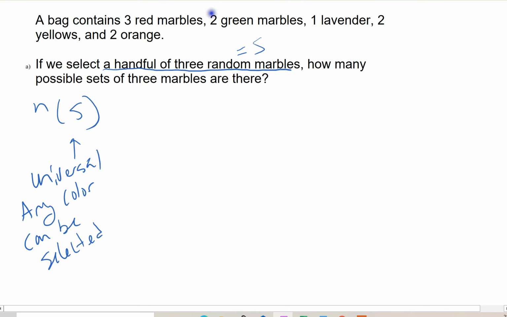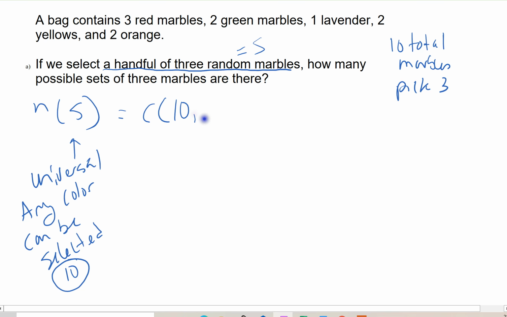I need to count them up. I've got 3, 2, 5, another 5. So 10. All 10 could be selected. So I've got 10 total marbles. And I'm going to pick 3. And it's a combination type. And so it's a combination out of 10 in the bag of marbles. I'm going to select 3.